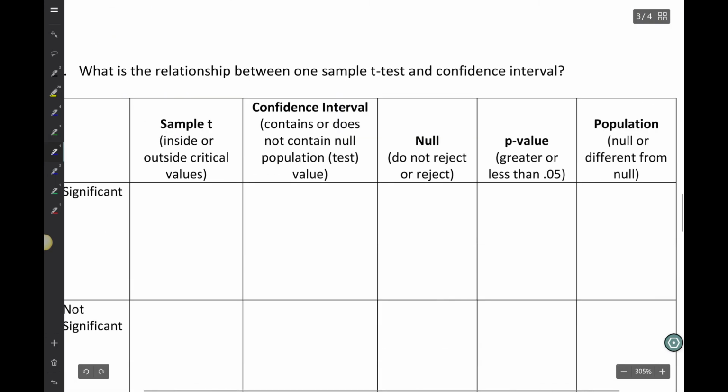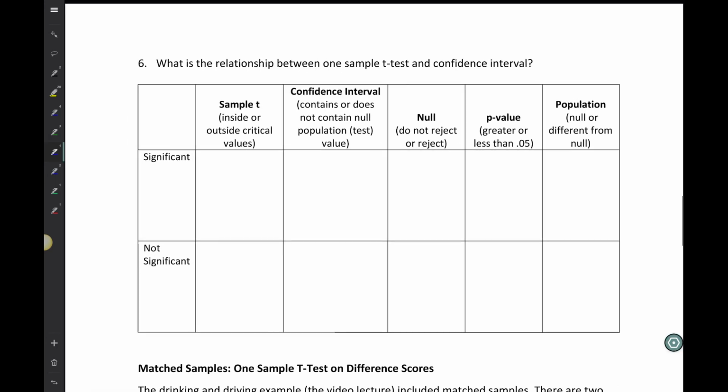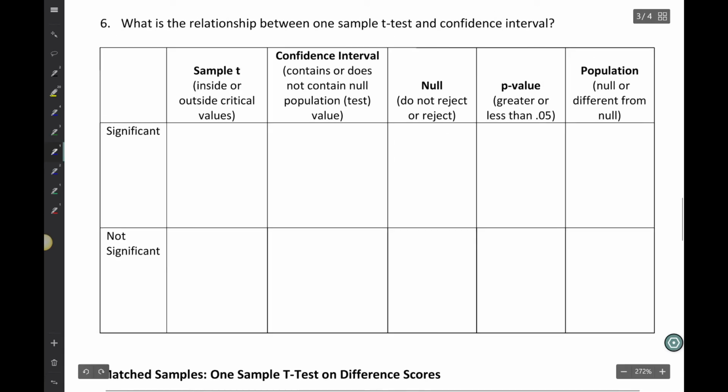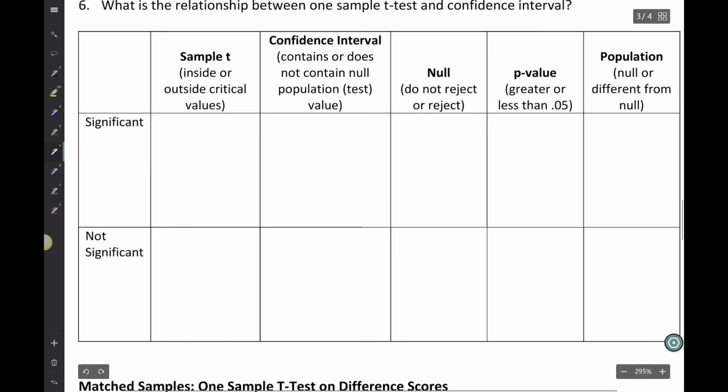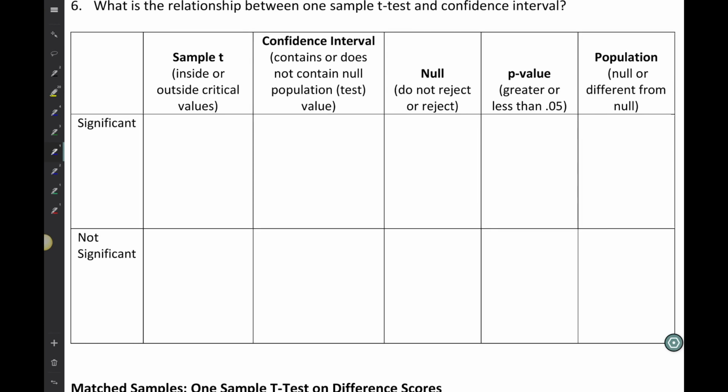So finally, let's summarize. What is the relationship between one sample t-test and confidence intervals? So with a sample t, right? Here we want to establish what's happening in each of these cases. So significant meaning p less than 0.05, significantly weird. And this one, no, it could be the null. Not weird enough.